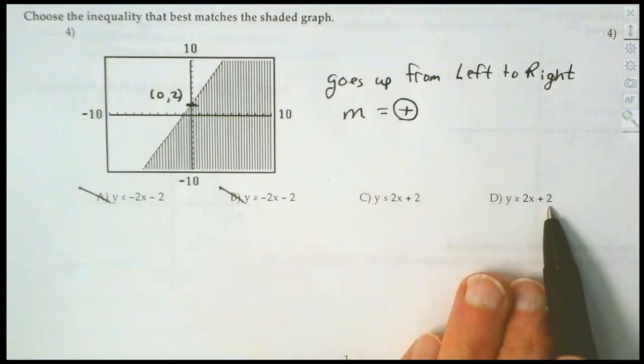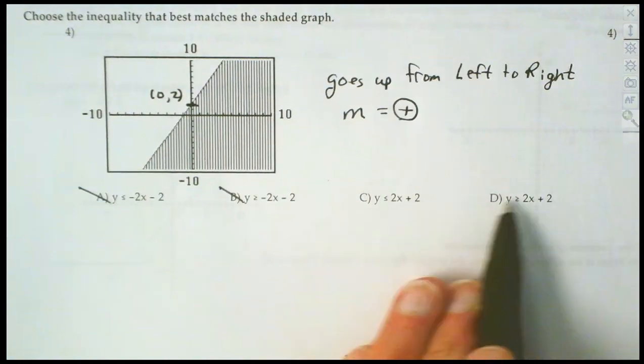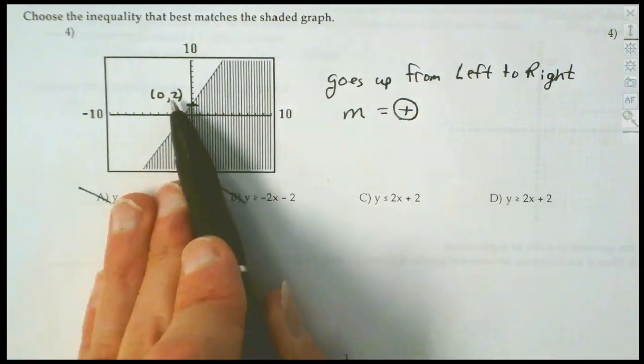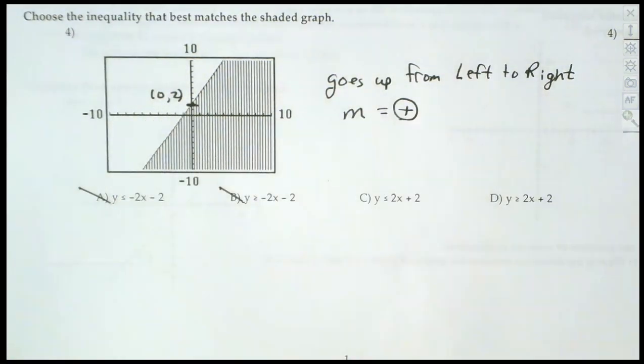These are okay because these have a y-intercept of 2, so that matches with that. So these are both okay. Now we need to figure out which one is correct, and it's going to be based upon the shading. So we've got it down to 2 choices, and we're going to have to pick and see which one it is.